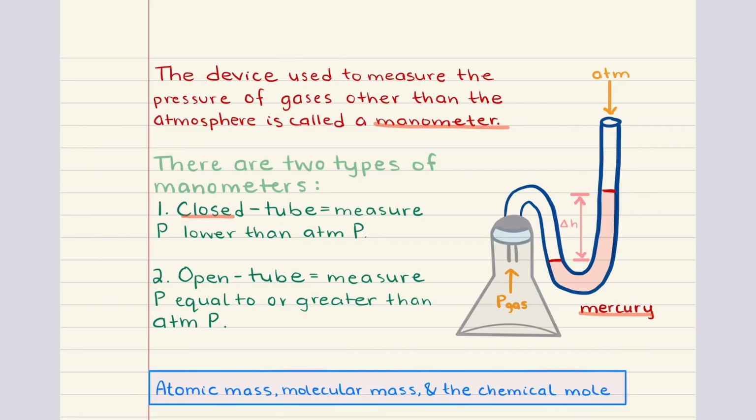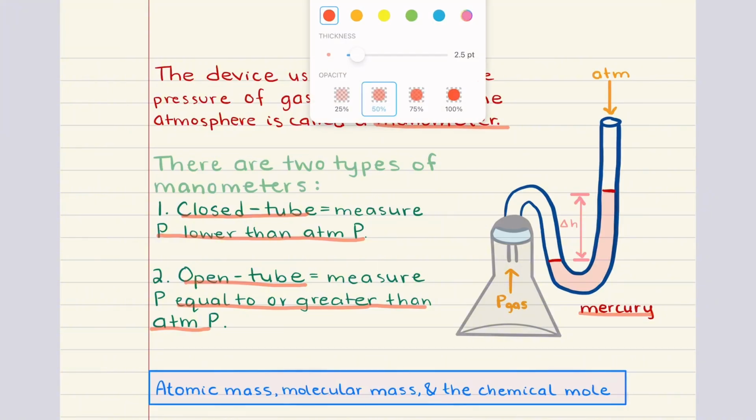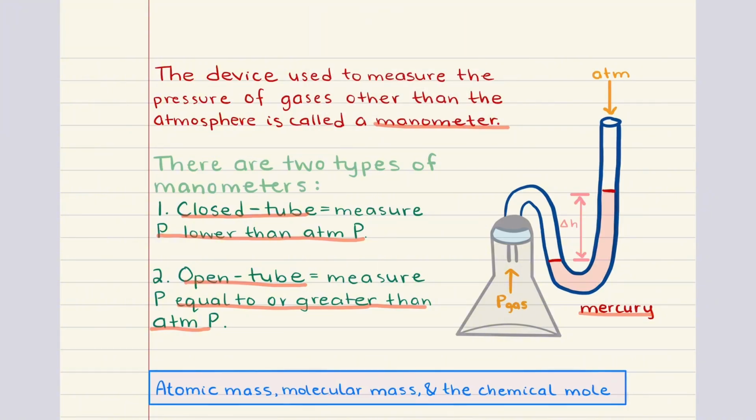You have the closed tube manometer. This is used when the gas pressure is less than atmospheric pressure. So in this setup, one side of the tube is sealed, so the difference in mercury levels corresponds directly to the gas pressure. This is in contrast to the open tube manometer. This is used when the gas pressure is equal to or greater than atmospheric pressure. In this case, one side of the tube is open to the atmosphere, and the difference in mercury height tells us how much greater the gas pressure is compared to atmospheric pressure.